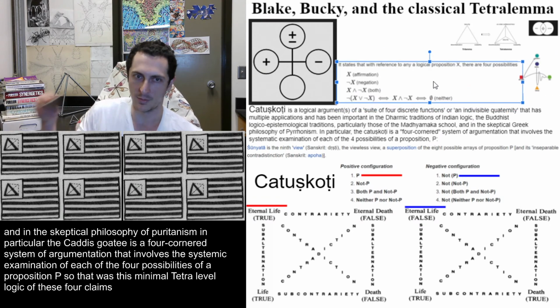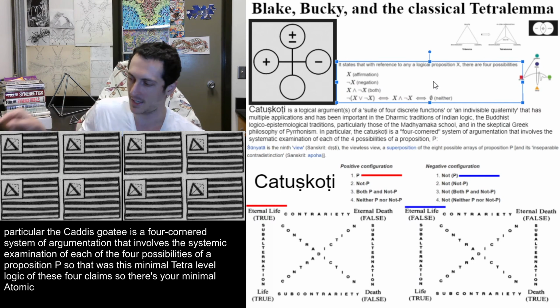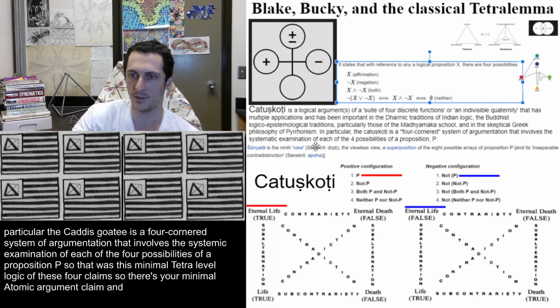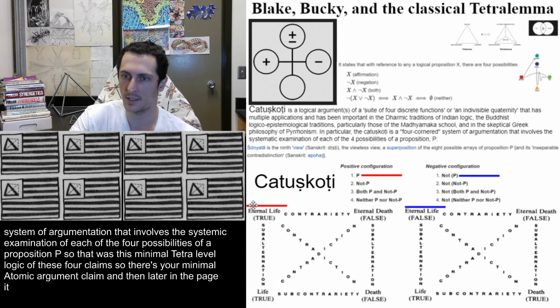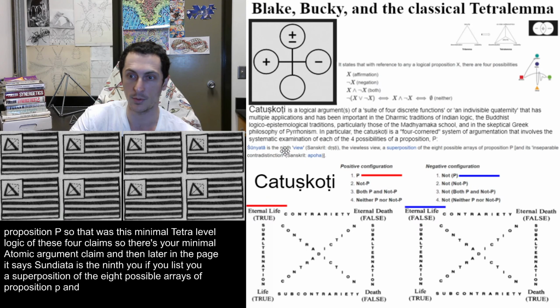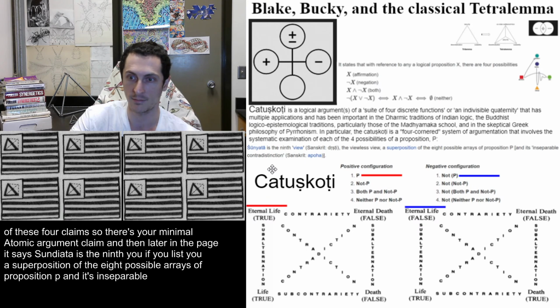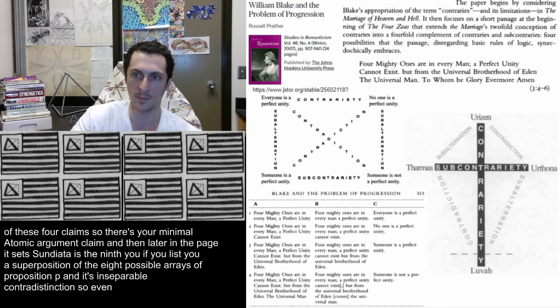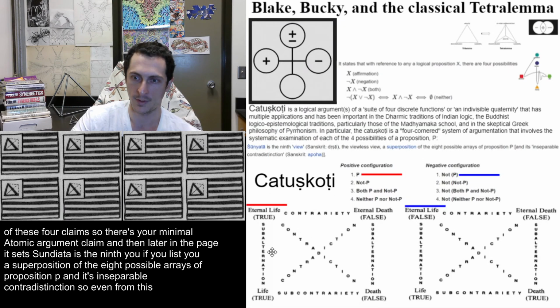So that was this minimal tetralemma logic of these four claims. So there's your minimal atomic argument claim. And then later in the page, it says, Sunyata is the ninth view, the viewless view, a superposition of the 8 possible arrays of proposition P and its inseparable contradistinction. So even from this Prather paper, here was a figure.